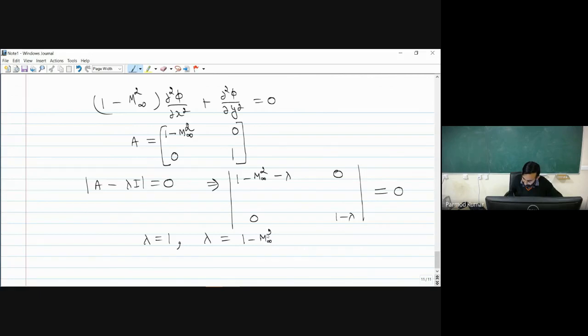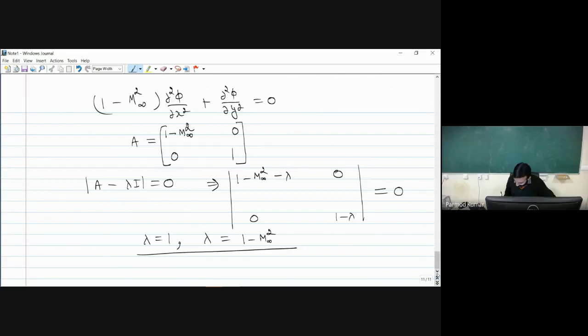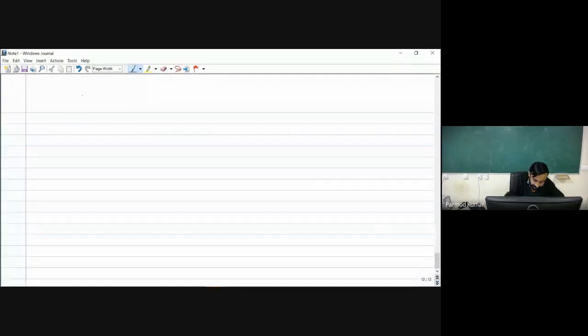Now can you all comment about the nature of this particular equation? Sir, it will depend on m infinity. Yes. So let me now discuss. What we are having is lambda equal to 1 and lambda equal to 1 minus m infinity square. So when my m infinity is equal to 1, in that case what will be happening? One of the eigenvalues is becoming 0. The nature of the equation will be parabolic, when my Mach number is equal to 1.